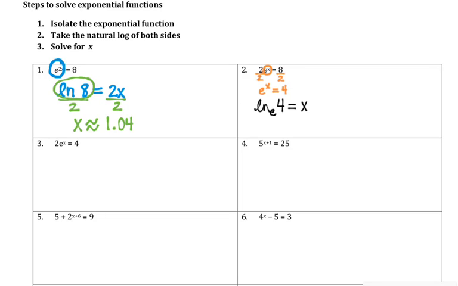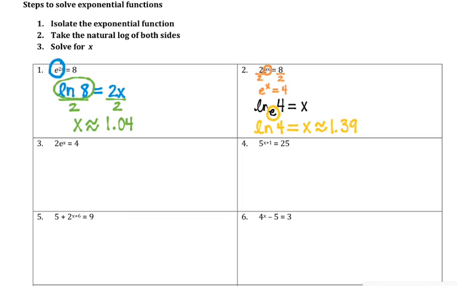So now I can use my calculator, and again, the calculator knows about this e. You don't have to tell it. All you have to do is enter the natural log of 4 and see what you get. All right, so we got it. Rounded it to 2 decimal places, and we are done.